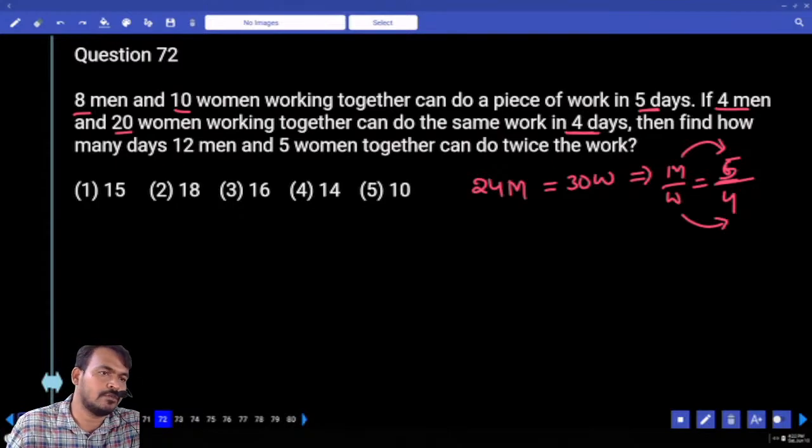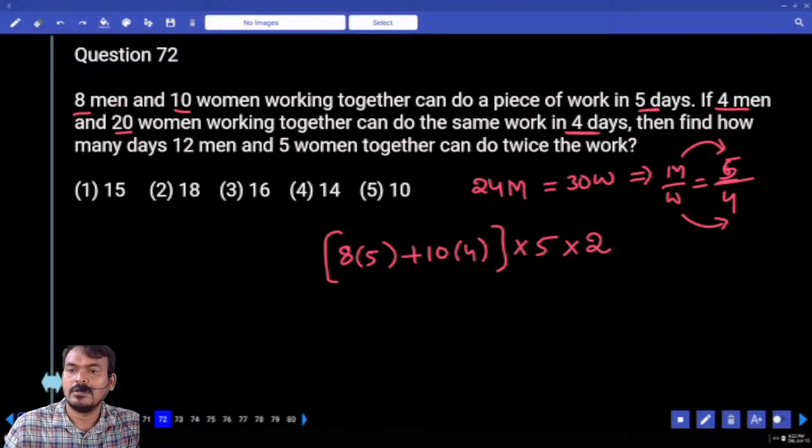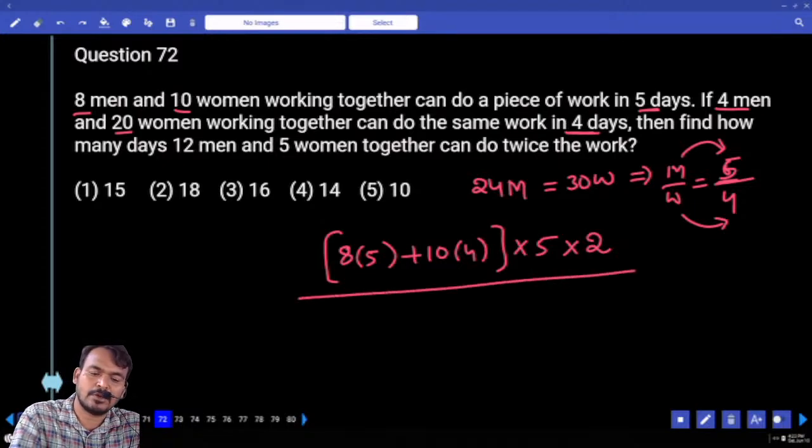First we need to identify the total work. Total work means efficiency, substituted in either the first one or the second one. 8 men means we write 8 into 5. 10 women means we write 10 into 4. Those are working for how many days? 5 days. That is the total work. But again that work will be double or triple? Double, multiplied by 2.